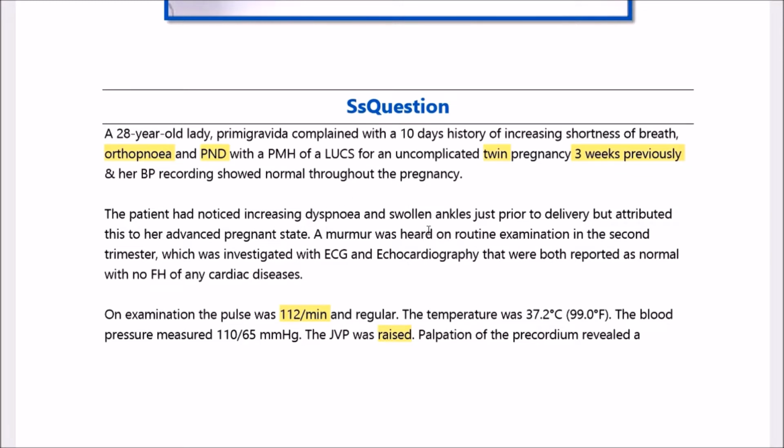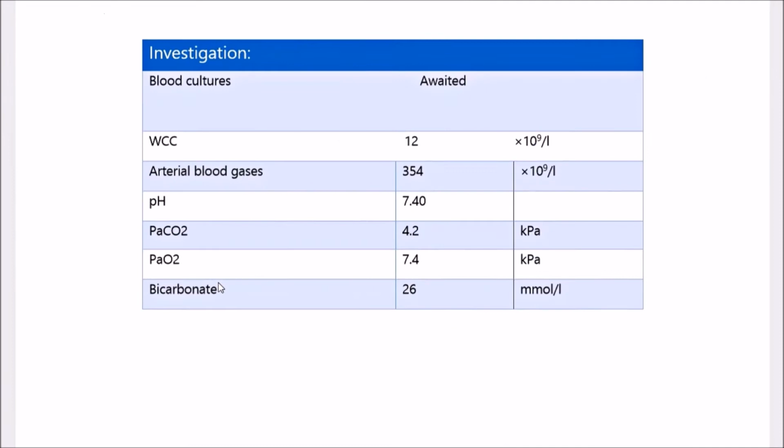The patient noticed increasing dyspnea and swollen ankles just prior to the delivery, but attributed them to her advanced pregnant state. Yes, it happened prior to the delivery, so it's peripartum or prepartum, we can say. A murmur was heard on routine examination in the second trimester, with an ECG and echocardiogram that were both reported as normal, and no family history of other cardiac diseases. Sometimes it's multivalvular heart disease, sometimes rheumatic valvular heart disease also. A pregnant lady can have a flare-up of heart failure during pregnancy, but the second trimester is not a case of dilated cardiomyopathy. So peripartum cardiomyopathy is from 1 month before the delivery to 6 months after the delivery. All of this together, the diagnosis of peripartum cardiomyopathy is likely.